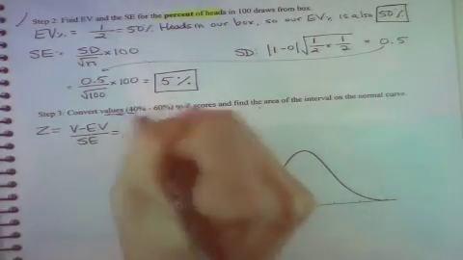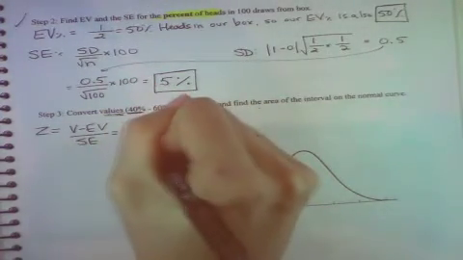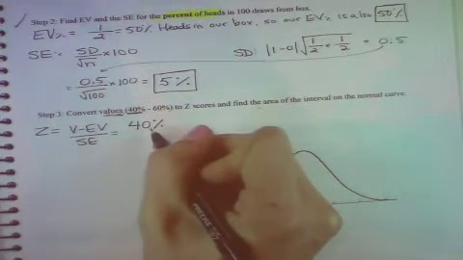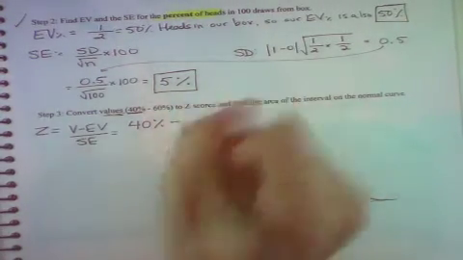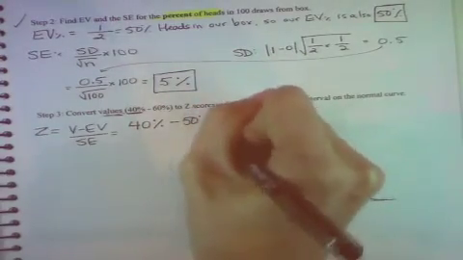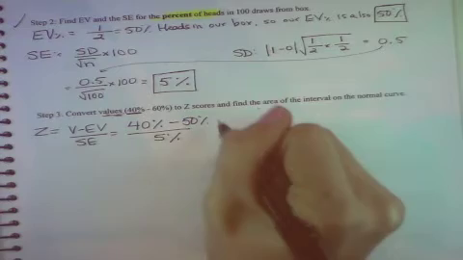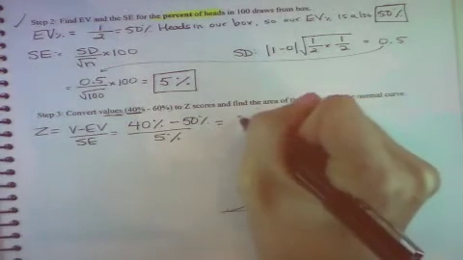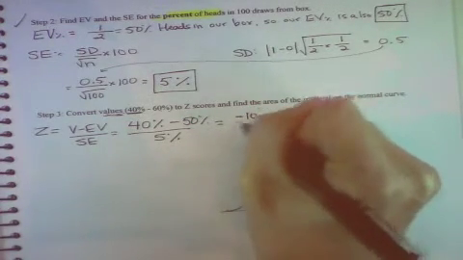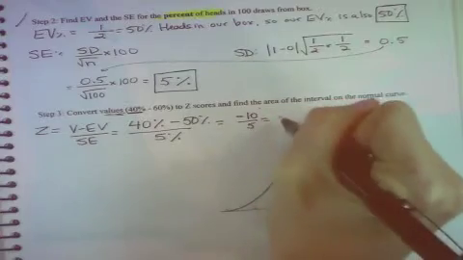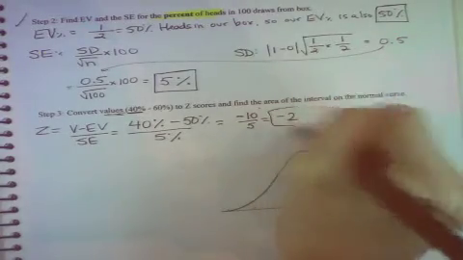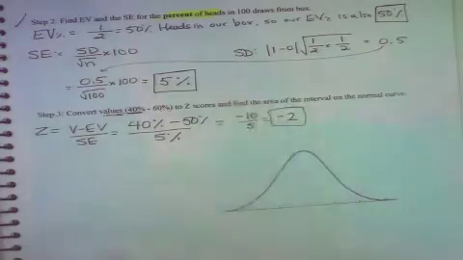Our first value, let's start with the lower one first. Our first value of interest is that 40% heads. Well, what percentage of heads did we expect to get? We expected to get 50% heads because our box had 50% heads. And our standard error is going to be 5% heads. So that's going to get us negative 10 divided by 5, which is going to get us negative 2. So there's our first z-score. Great. Let's move on to our second z-score.